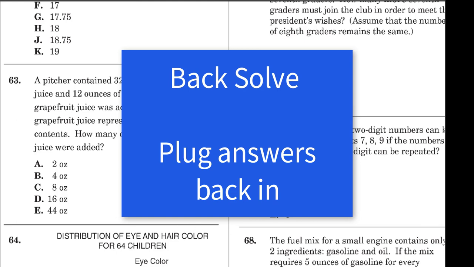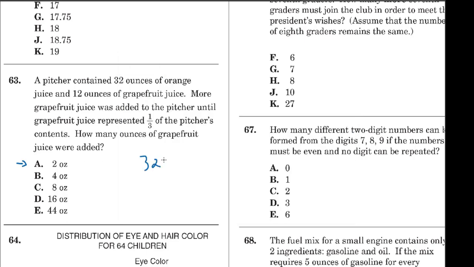So simply what would I do? I would say, what if the answer were 2? Let's take a look at that. Well, then I'd have 32 ounces of orange juice plus 12 grapefruit plus 2 more grapefruit. That would give me a total of 46 ounces. It would give me a total grapefruit of 12 plus 2, or 14 ounces. So is 14 over 46 equal to 1/3? Is that correct given the final conditions? Well, the answer is no, it's not.